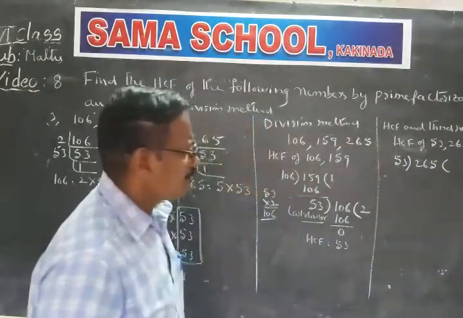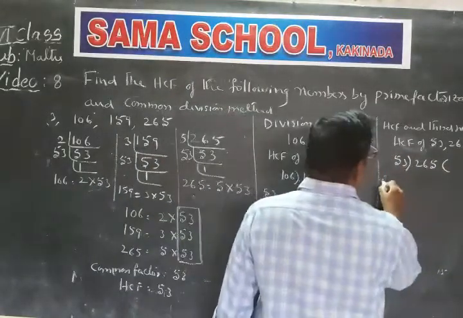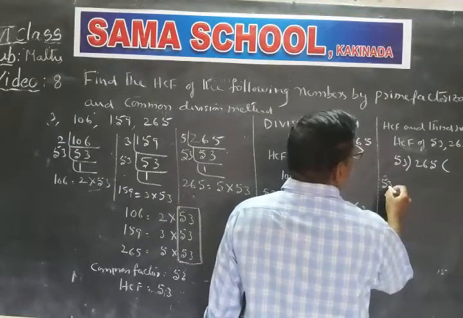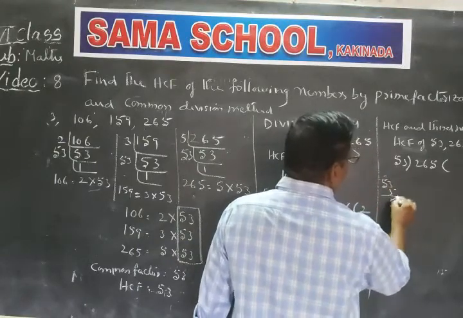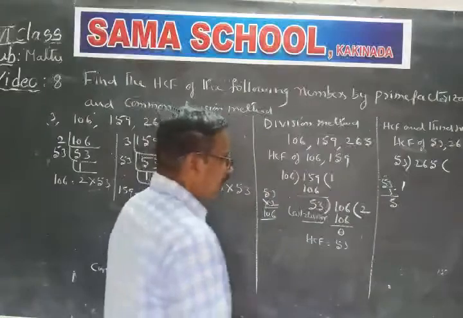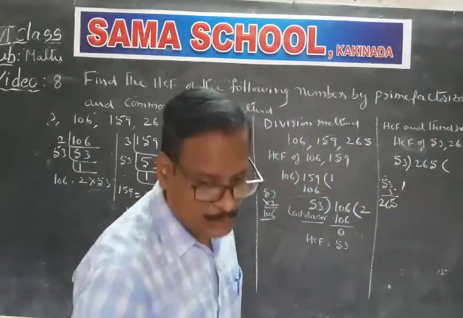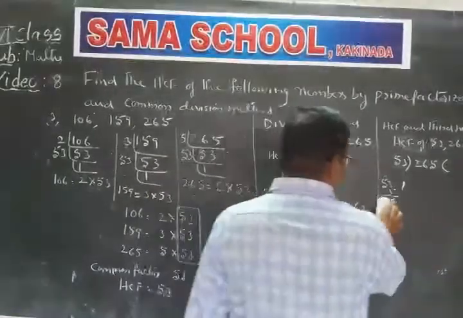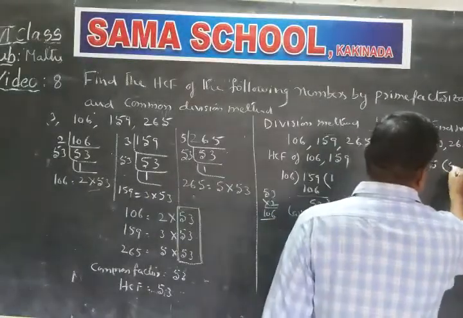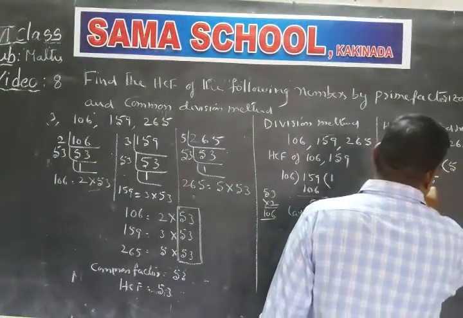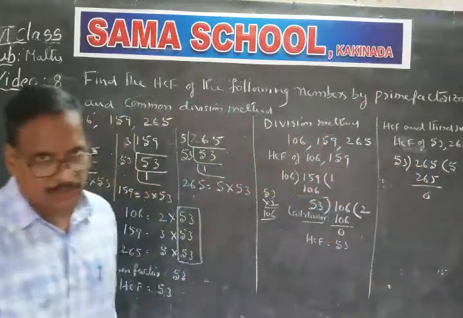Now 5 3s are 15. How many times is 5 divisible in 53? 5 3s are 15, plus 1. 5 5s are 25, plus 1 gives 265. How many times divisible? 53, 5 times divisible. That is the 5, 265. We get the remainder 0.